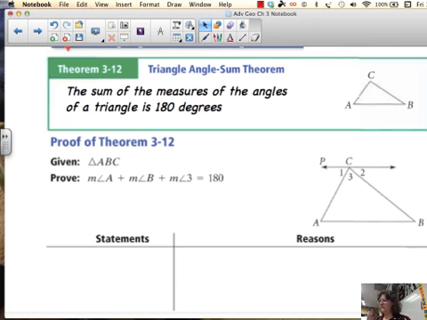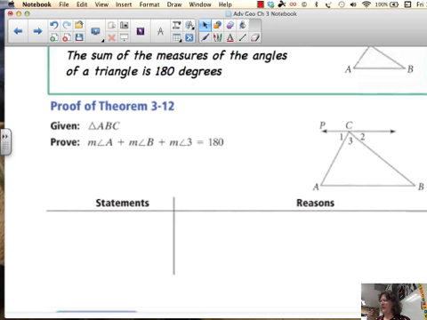And you might ask yourself, why is this in with parallel lines? And the reason is because the proof actually involves parallel lines. So I am going to do this proof in class, but I want you to take a look at it, and there's something I want to point out to you.